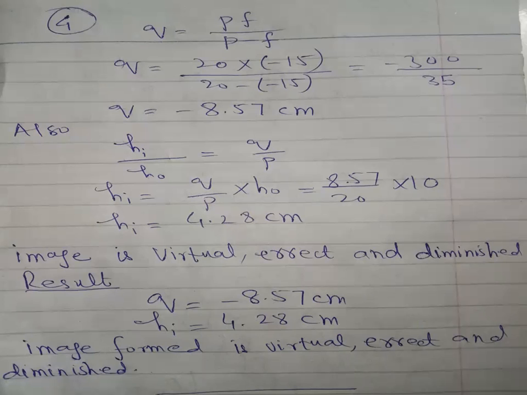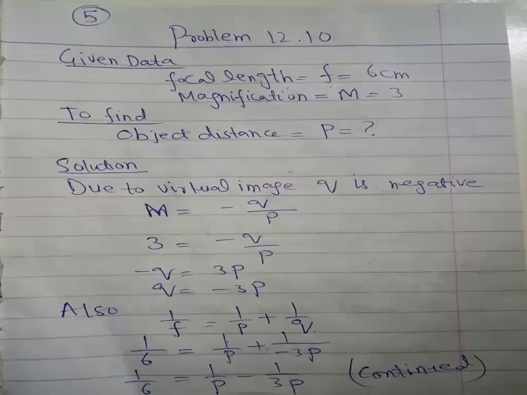Now I'm moving towards numerical problem number 12.10. First of all, I read the numerical statement. 12.10: a convex lens of focal length 6 centimeters is used to form a virtual image 3 times the size of the object. Where must the lens be placed? I want to find out the object distance.